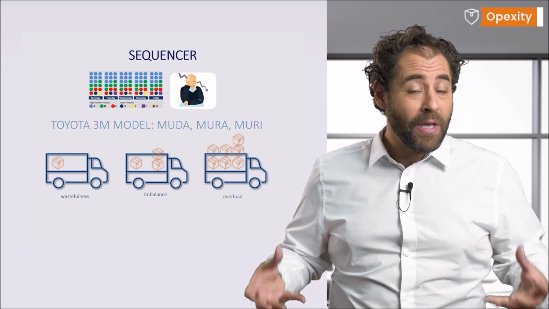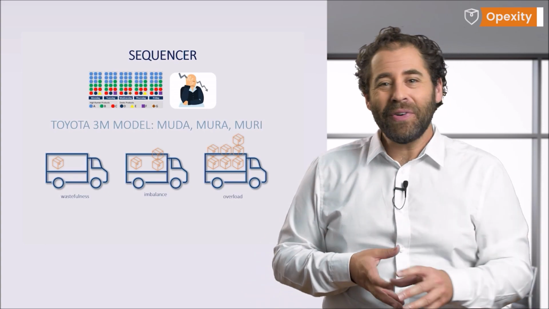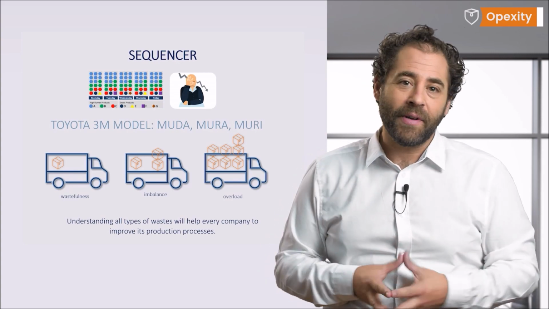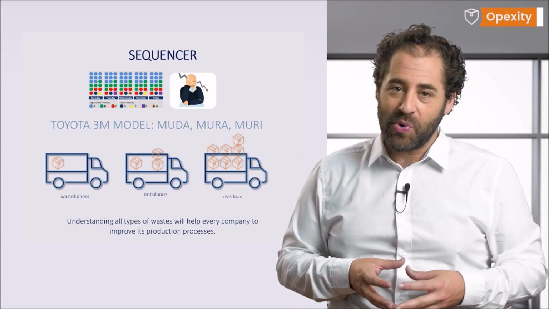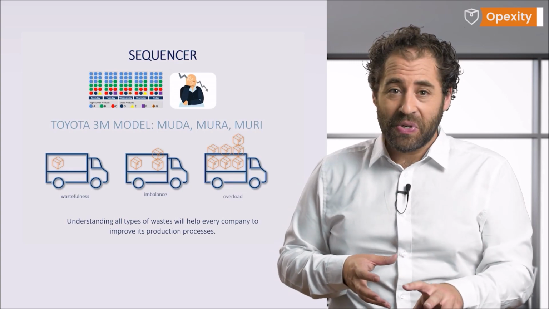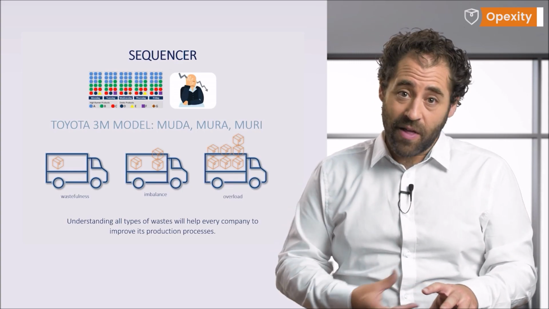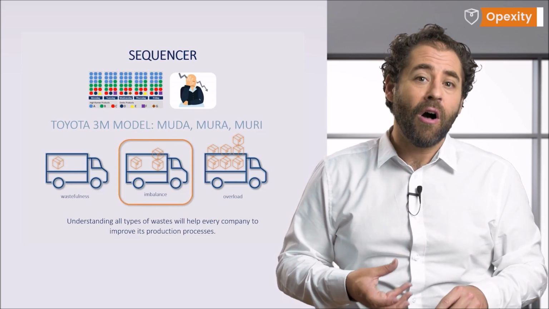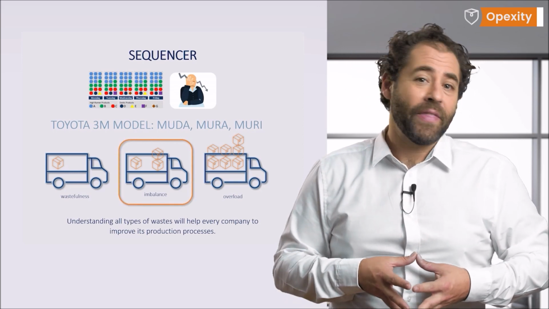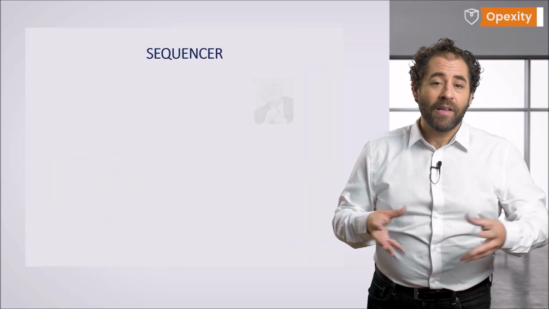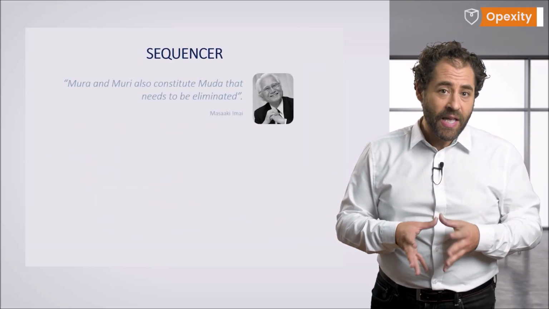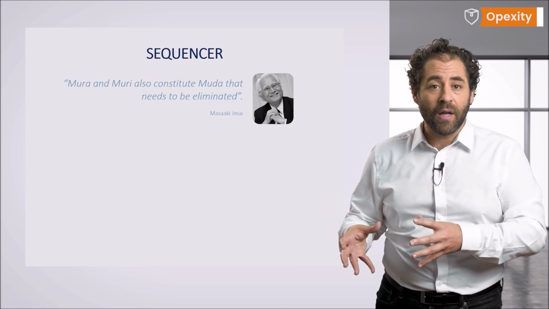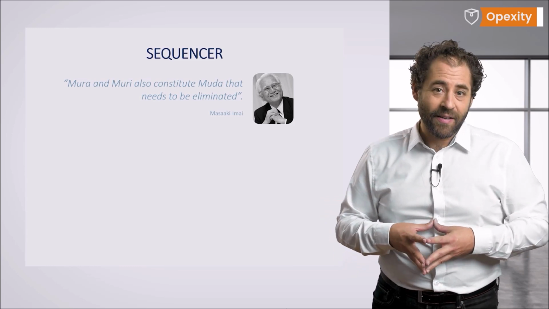cause muda to appear. A good understanding of all types of waste will certainly help every company to improve its production processes. The sequencer that we discuss today, on the other hand, is a tool to reduce the irregularities called mura by the Japanese. As Mr. Masaki Imai said, mura and muri also constitute muda that needs to be eliminated.